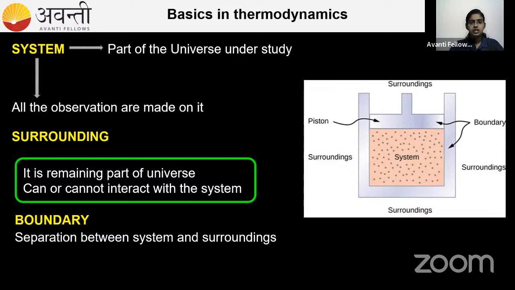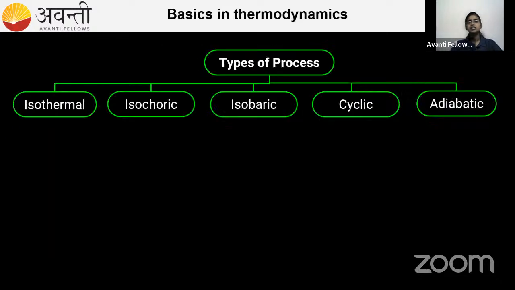Now let's go with the next part, which is the types of process. In this lesson we use 5 types of processes. First one is isothermal. What is iso? Iso means same, thermal means temperature. So here the temperature is going to be the same. If the temperature is constant, then the delta T value will be equal to 0. And for isochoric, volume will be constant.